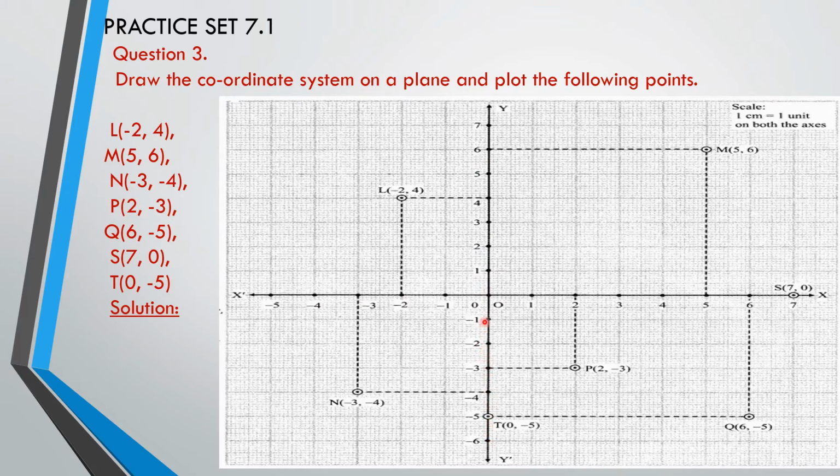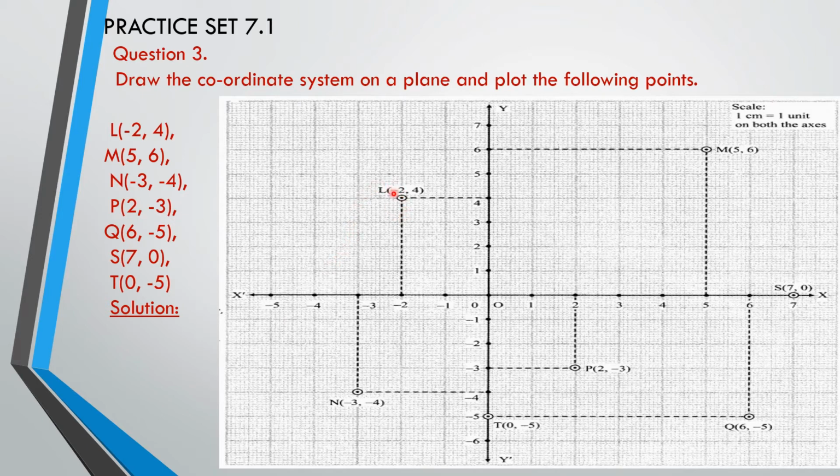And your first coordinate is L of -2 and 4. That means the x coordinate is negative and the y coordinate is positive. You have already learned that if the x coordinate is negative and the y coordinate is positive, the point lies in the second quadrant.